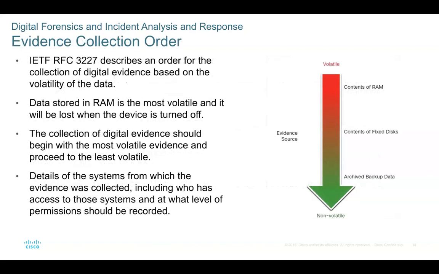All right, order of collection, so please write that down. According to RFC 3227, the order of the collection of the evidence should be based on how volatile the data is, how fast it is going to be erased, in other words. So please write down the IETF RFC. You start with the volatile data, the data that's in the RAM, and you go all the way down to the data that's been backed up. So you check the data in the RAM first, then the data that's been saved on the hard drive, and then the data that's been backed up.